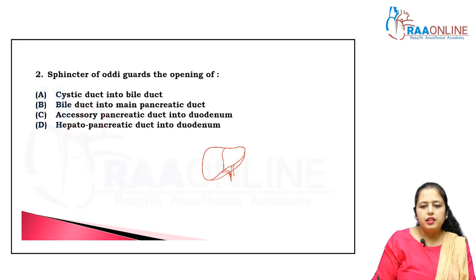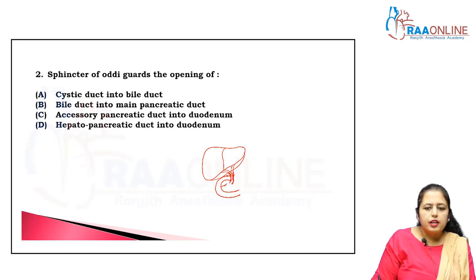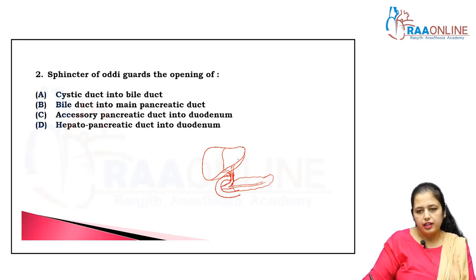Right hepatic duct, left hepatic duct, right? When they come out of the liver, they form a common bile duct, right? And that common bile duct opens into the C-shaped duodenum, right? That common bile duct combines with the pancreatic duct, and after combining, both these get combined to form the hepatopancreatic duct.